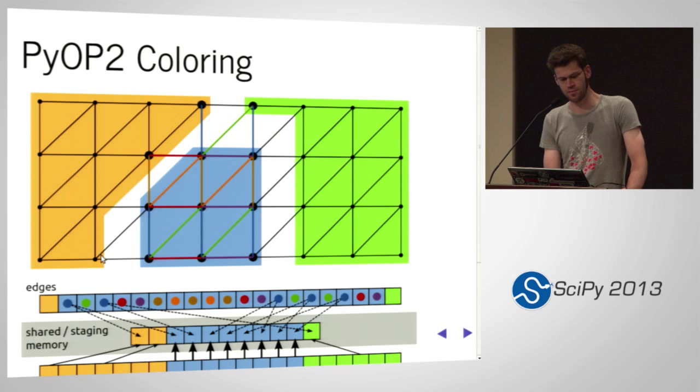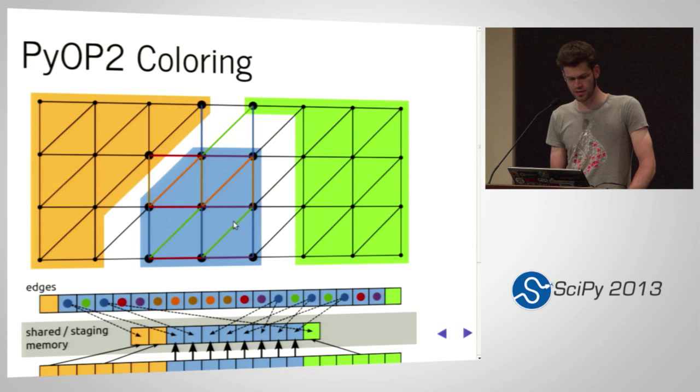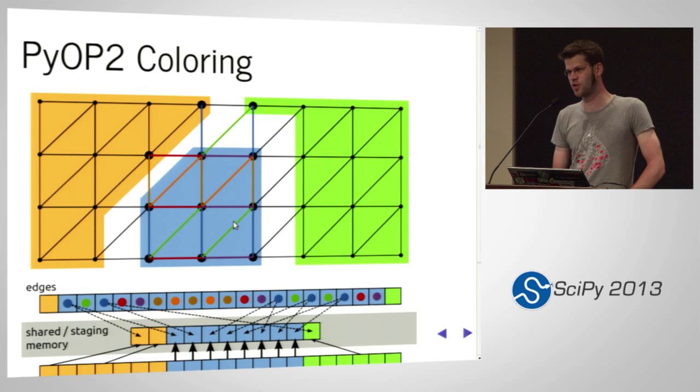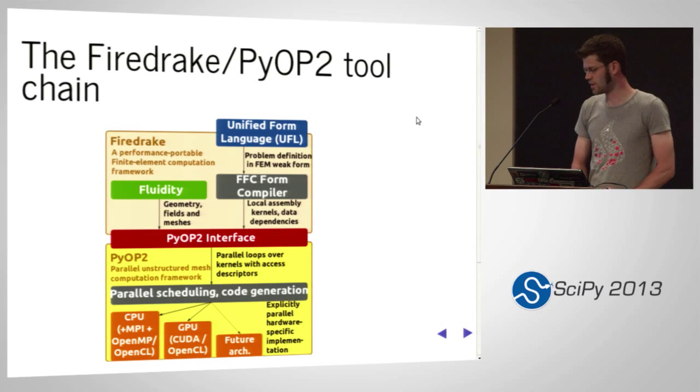So PyOP2 can schedule these partitions to run in parallel, and within the partition it will schedule all the colors to run in parallel so that we get the maximum level of parallelism that we can get for that particular problem. And this operation is tuned to whichever architecture that you run on. So this will look different on the GPU than it does on the CPU, and it's all taken care of for you.